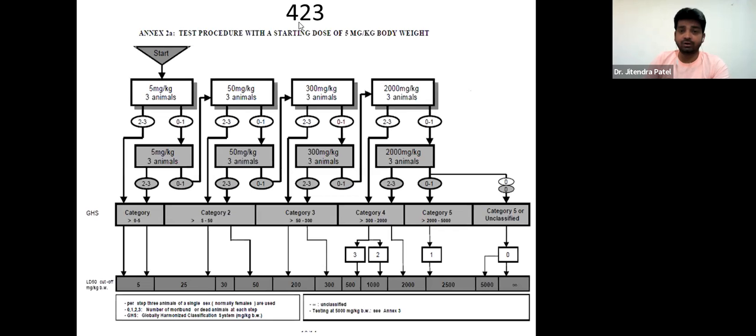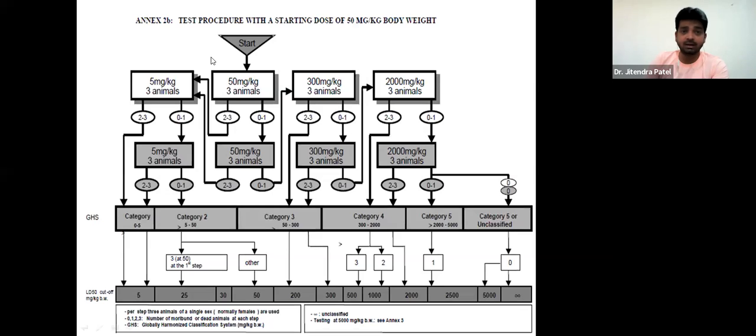So in the same way, 423 is also there. In 423 it is the test procedure, right, with starting dose 5 mg per kg body weight. So here also you can see 3 animals we are taking in the 423. 420 we discussed; here in 423, 3 animals are there. The remaining thing will go on in this way, depending on the response to the chemical of the particular animal.